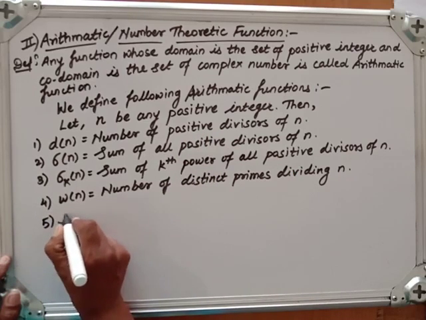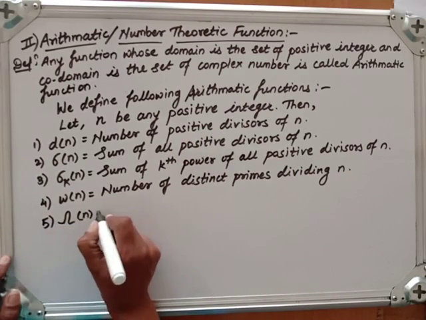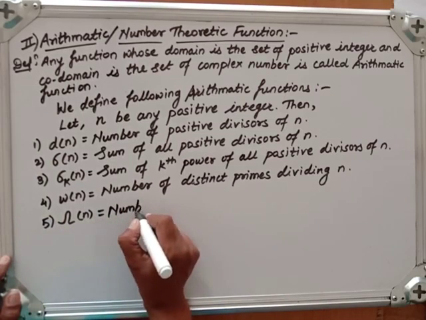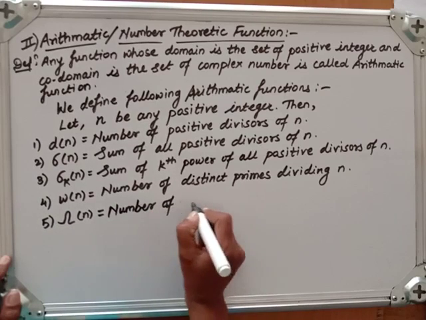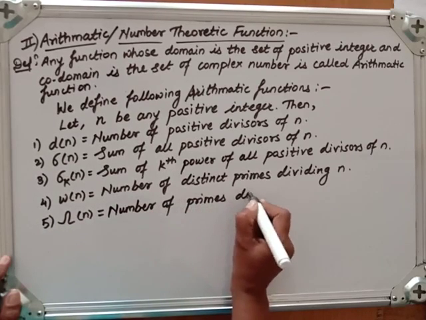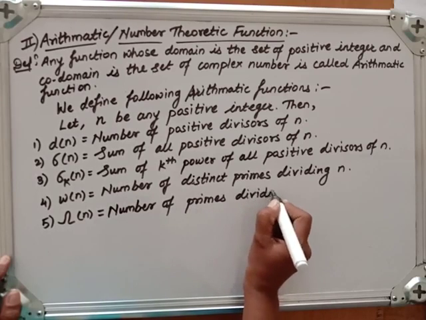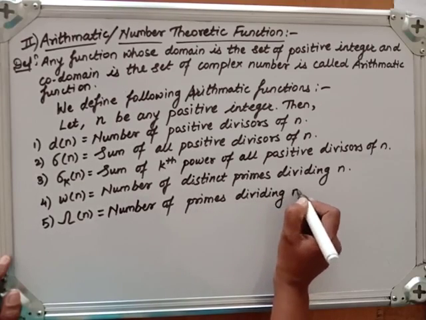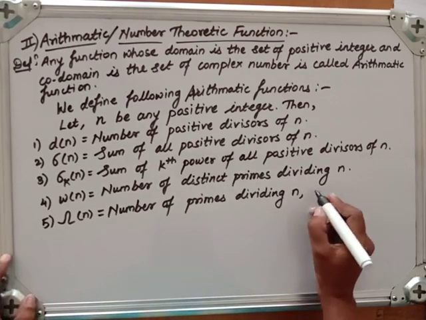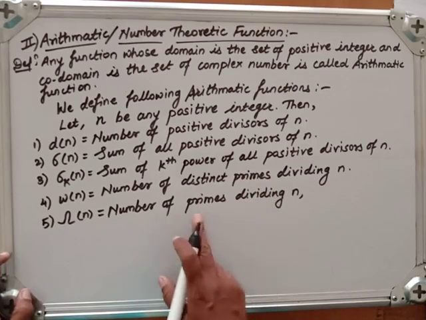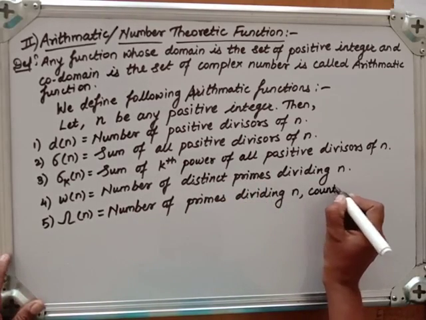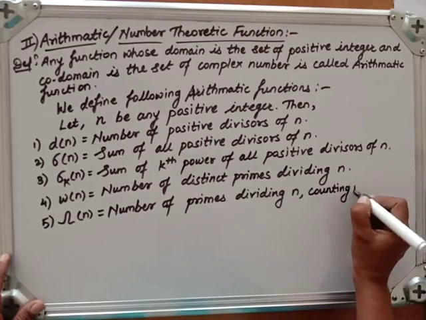Then the next one is capital omega(n). Capital omega(n) will be the number of primes dividing n, but here we have to count the multiplicity of the primes, counting multiplicity.